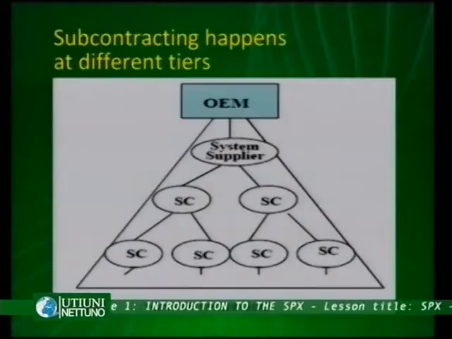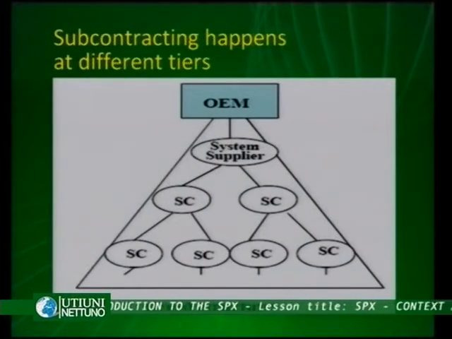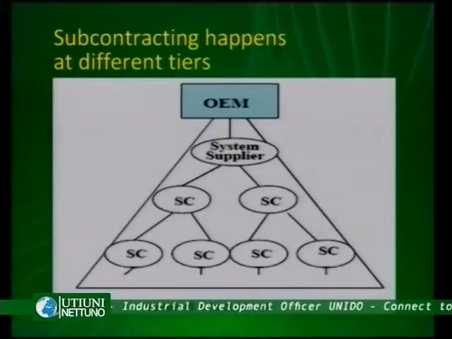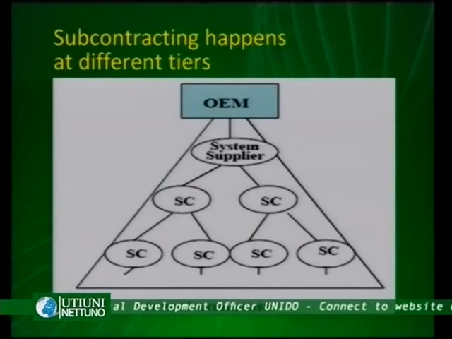It is important that subcontracting happens at different tiers. What tier means is a level within the supply chain. So tier 1 describes the first level within the supply chain. Tier 2, tier 3 go further down deeper in the supply stream, upstream. So at the very top of this pyramid structure, we have OEMs. OEMs stands for original equipment manufacturers.